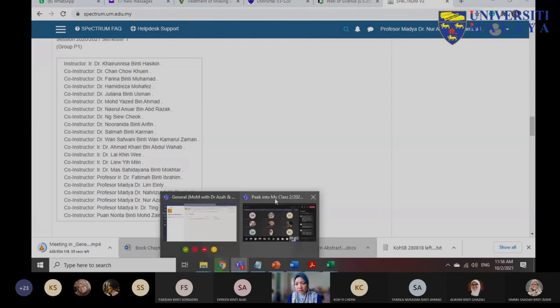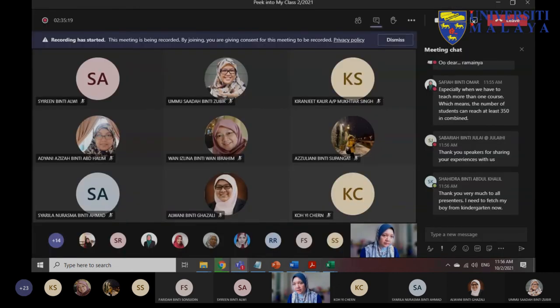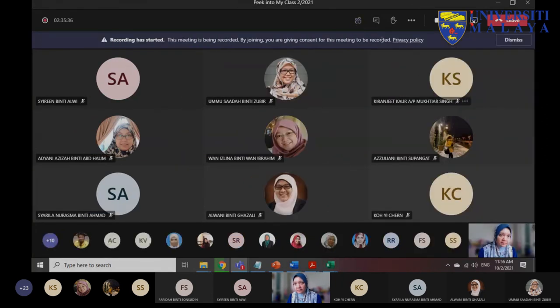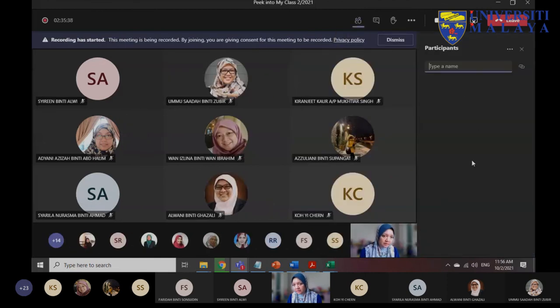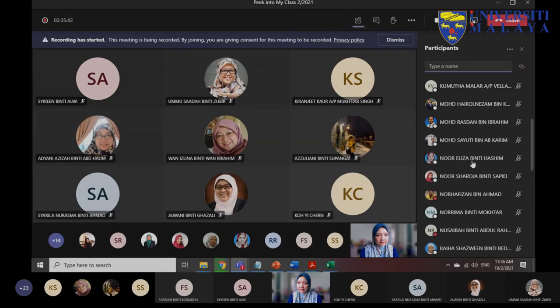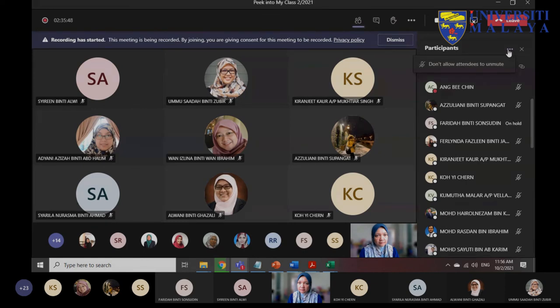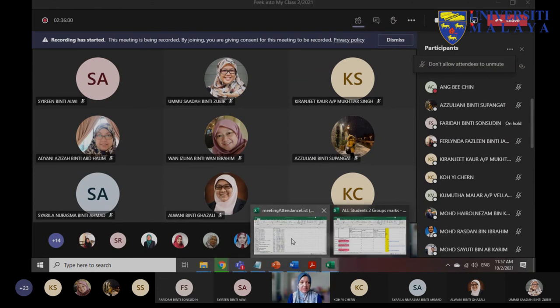And then someone asked about attendance just now. So if you don't know yet, it's here. Participants. Yes, participants. So these are all of us here. What we can do, for your students, just click here. Okay, only the administrator can do this. You can click on these three buttons, then they say allow to download attendance. So what you will get is something like this.